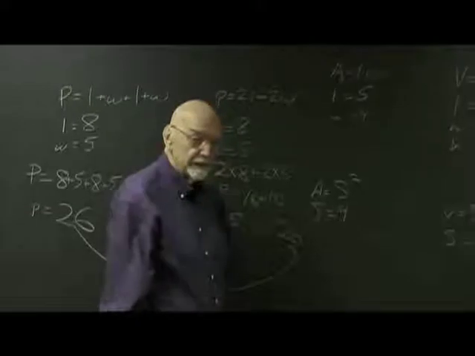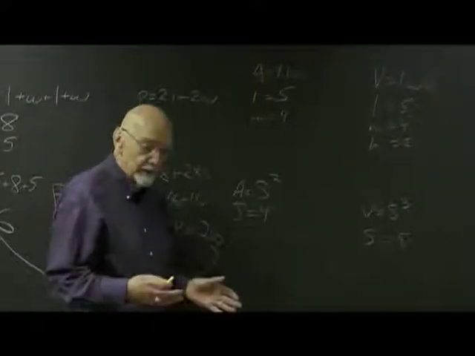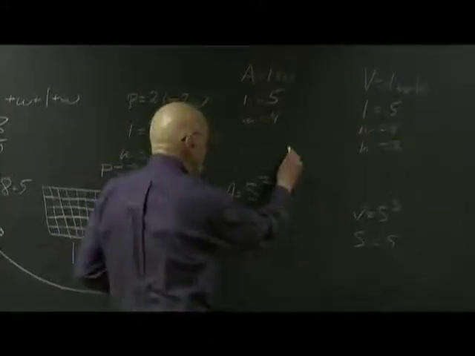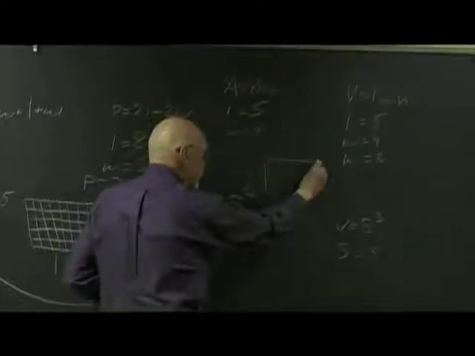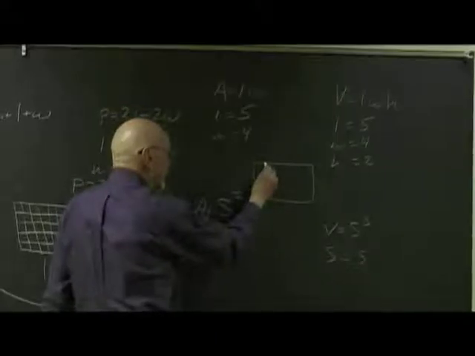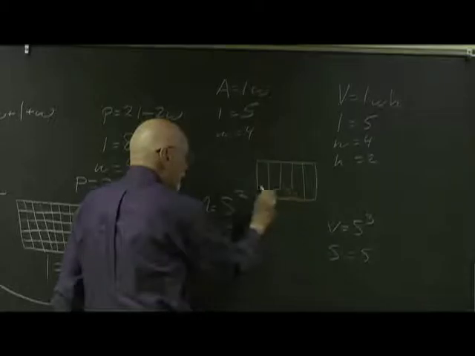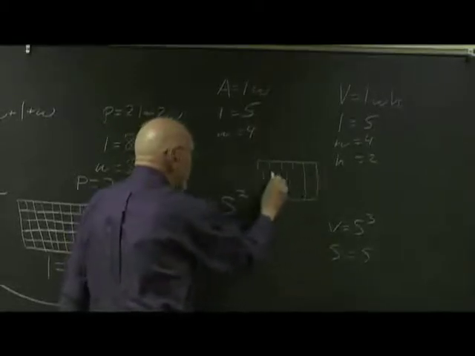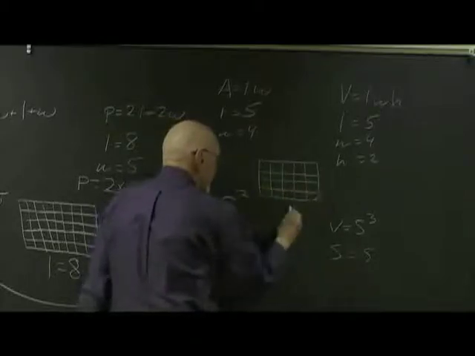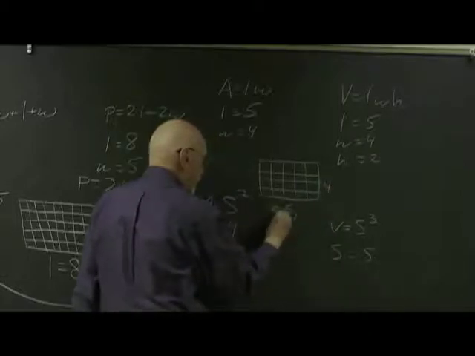Now we may want not the distance around, but what's inside it. How many square units are inside there? So this one you can draw is, we'll say 5 long, 1, 2, 3, 4, 5, and the width is 4. So this is 5, and this is 4. Length, width.